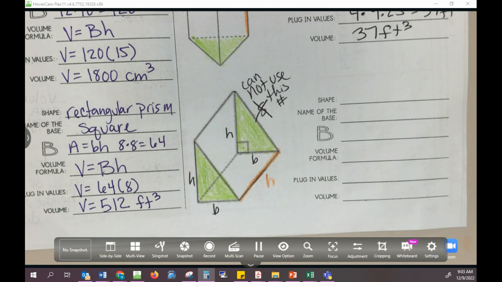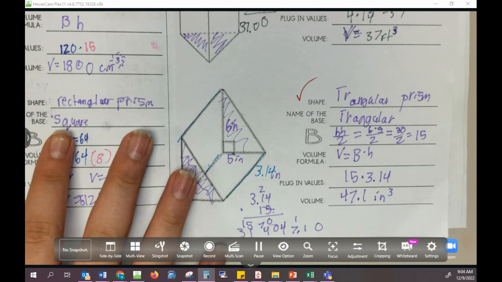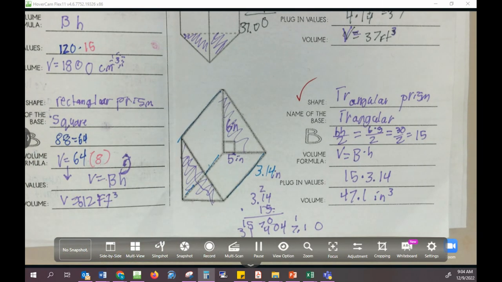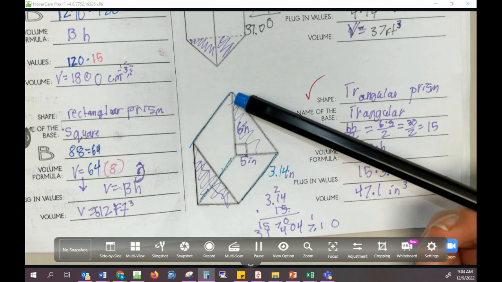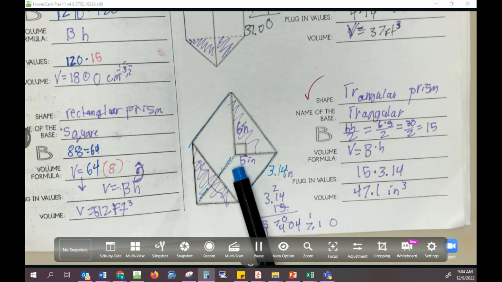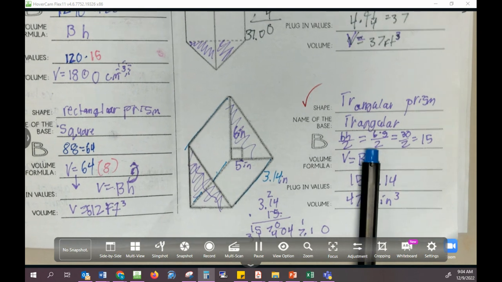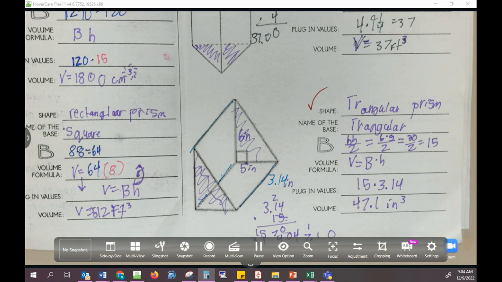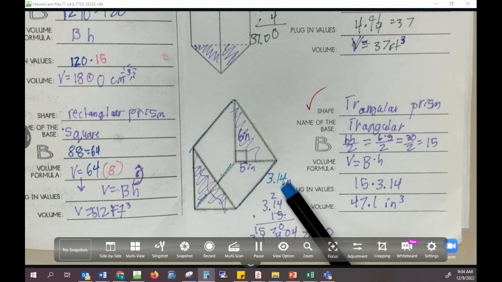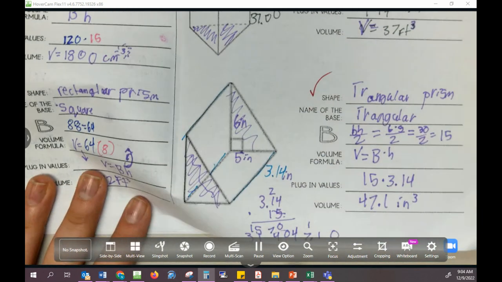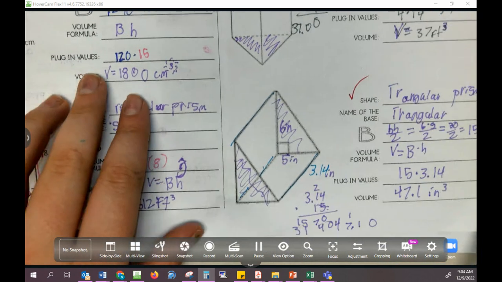Okay. So Hannah's going to show hers on the overhead cam. Thank you. So there's Hannah's. She knows that her base is triangular. Hannah, can you tell us about the numbers you chose? So I chose 6 for the height of my triangle, and then 5 inches for the base, and then I got 15 because I divided it by 2, because that's the formula for the base. And then I wrote the formula for volume, and then I plugged in the numbers. I chose 3.14, plugged that in, and then I multiplied it right here, and I got 47.1 inches squared. Awesome. Thank you.